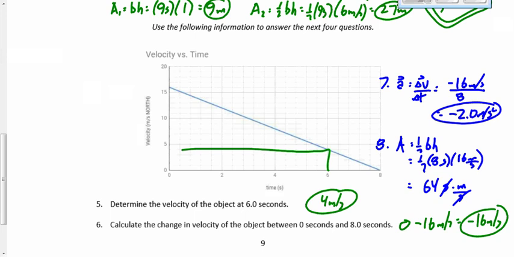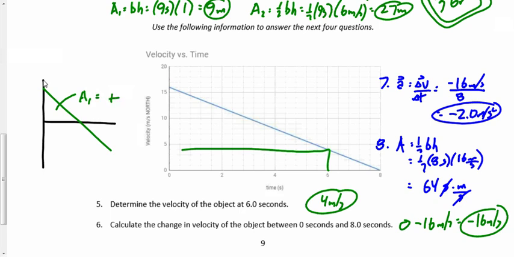If you saw a graph that looked like this, and you wanted to find the displacement, you'd calculate area 1, and it would be positive something. You'd calculate area 2, and it would be negative something, because the velocity is negative and you're going in the negative direction. It would be going north, slowing down, slowing down, stopping. Now you're going south. So you would have a positive or north displacement and a negative or south displacement.